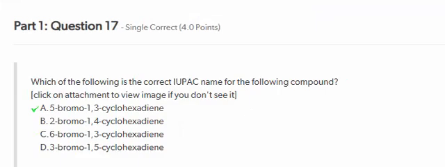Number 17, which of the following is the correct IUPAC name? Again, given a following compound, so let's draw it. So this is what that compound looked like. This is not a phenyl ring. This is not a benzene ring because we only have 2 double bonds. We don't have that 3rd double bond. So we need to figure out how we're going to number this. We need to decrease the numbers of everything involved. So first, I'm going to number it this way.